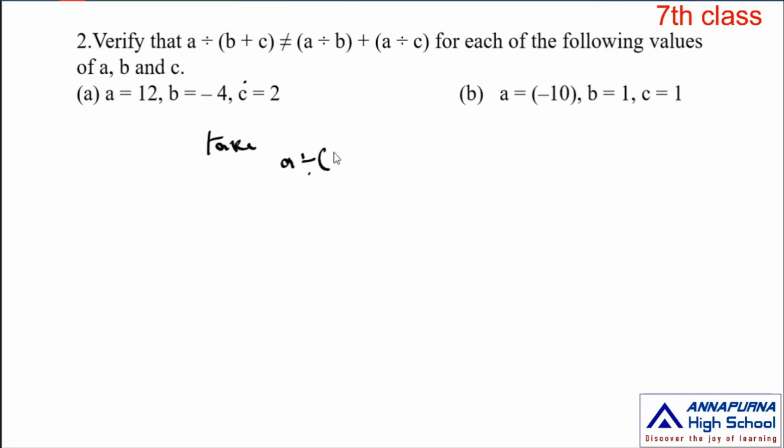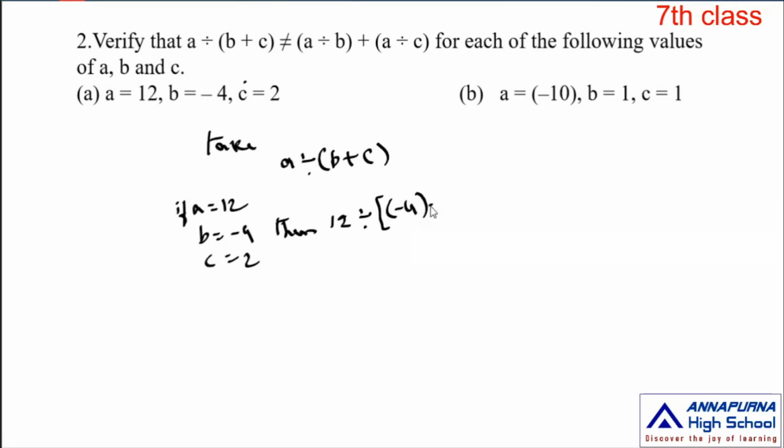A divided by (B plus C). If A is equal to 12, B is equal to minus 4, C is equal to 2, then substitute the values. That's it. A means 12 divided by, B means minus 4, so keep it within the bracket, minus 4, plus C means its value is 2.